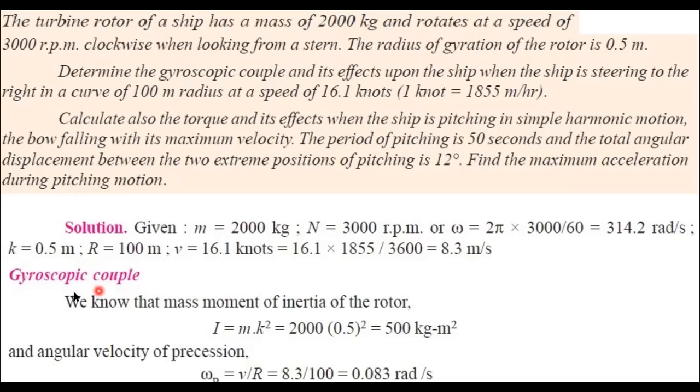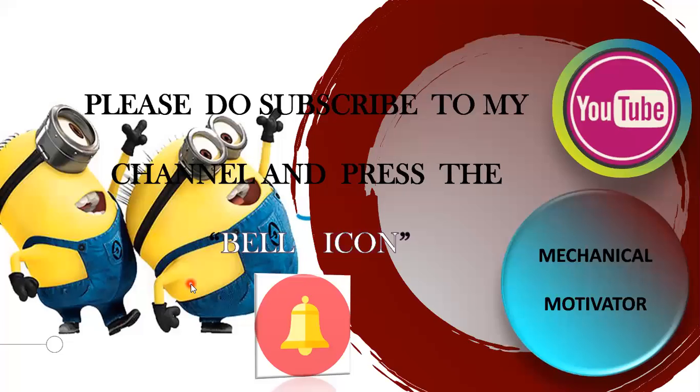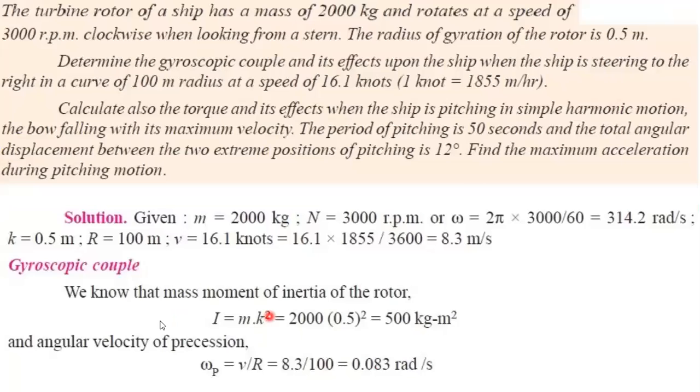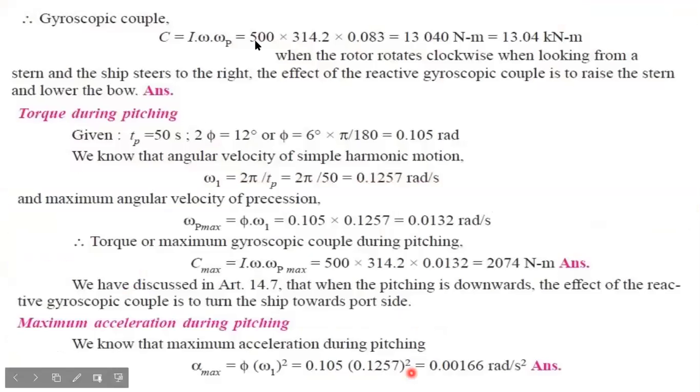As we know, first we calculate the gyroscopic couple. For that, we need the mass moment of inertia, right? So I is equal to m k square. The m value and k value we know, so just calculate. The angular velocity of precession we know: V by r. So velocity and r value we know, so just use those values. The gyroscopic couple formula is C is equal to I omega omega p. So substitute all the given data and you will get the answer in terms of Newton meter and kilonewton meter.